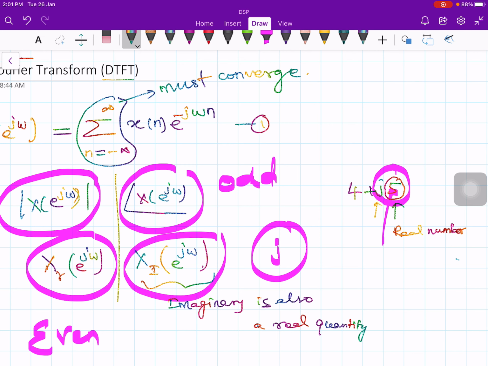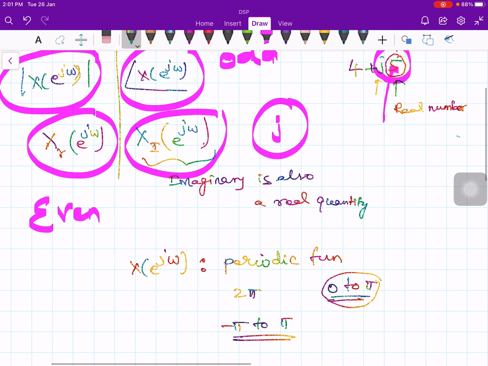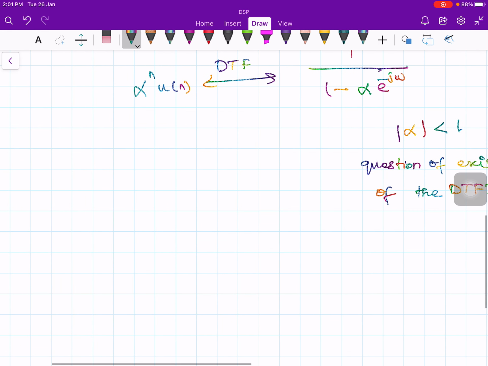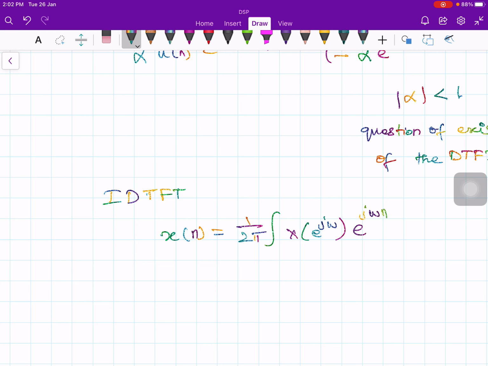Okay, we will come back to this a little later, but we concluded the previous lecture by finding the inverse discrete time Fourier transform. So what is the formula for this? x of n is equal to 1 over 2 pi integral of X of e to the j omega multiplied by e to the j omega n d omega, and the range of integration is minus pi to plus pi.